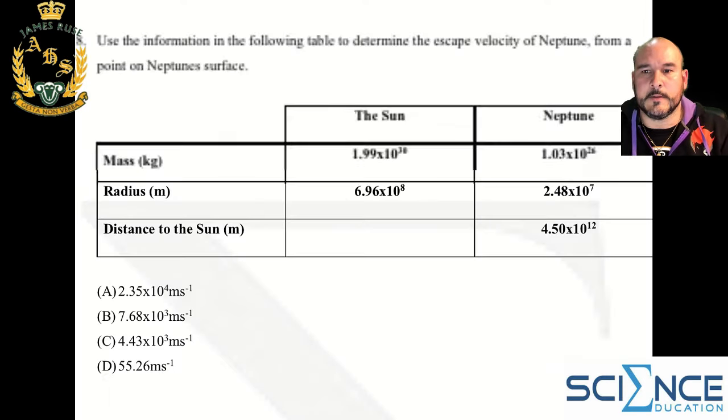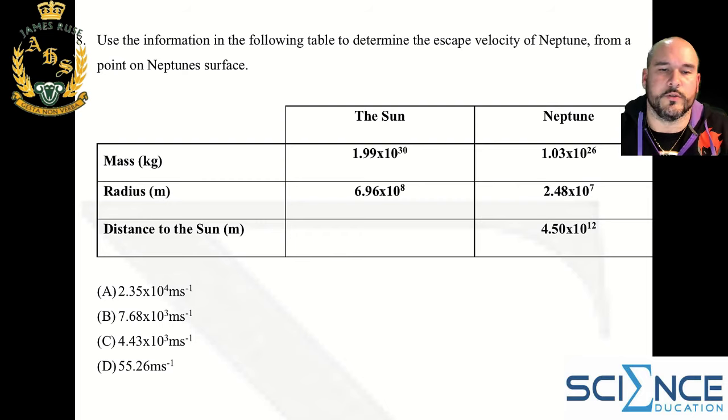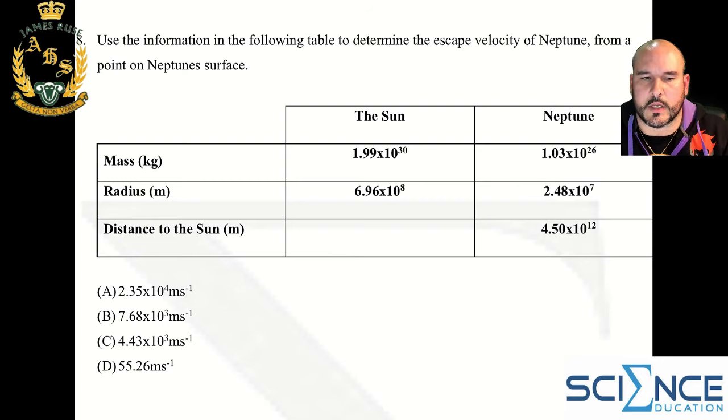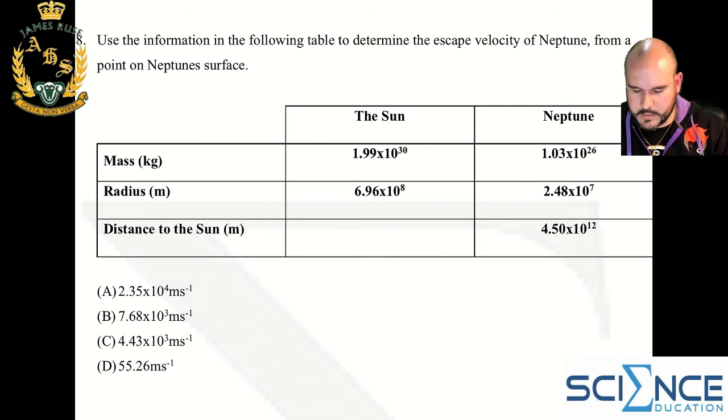Question 8. This was just your standard escape velocity question. You're given 3 distracting pieces of information. It's asking for the escape velocity from Neptune, root 2GM on r. If it's from Neptune, it should be mass of Neptune, radius of Neptune, nothing to do with the sun, nothing to do with distance from the sun. It is legitimately using these 2 values. And that's it. Your answer should be A, 2.35 times 10 to the 4 meters per second.